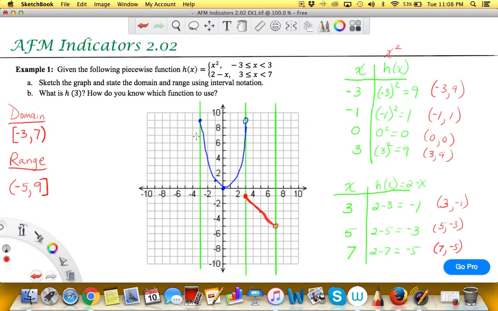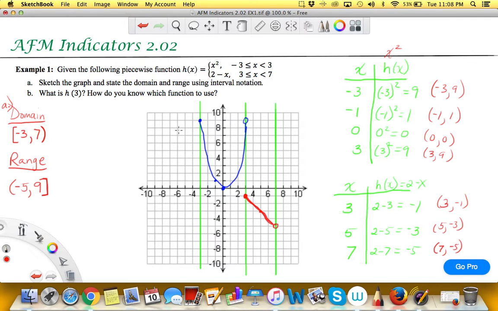All we did was we look at our smallest x value and our largest x value. Since this x is not inclusive, we have to put that parentheses right there. And then we go from our smallest y value to our largest y value. Now part B, so this is part A right here. Okay, also including the graph.